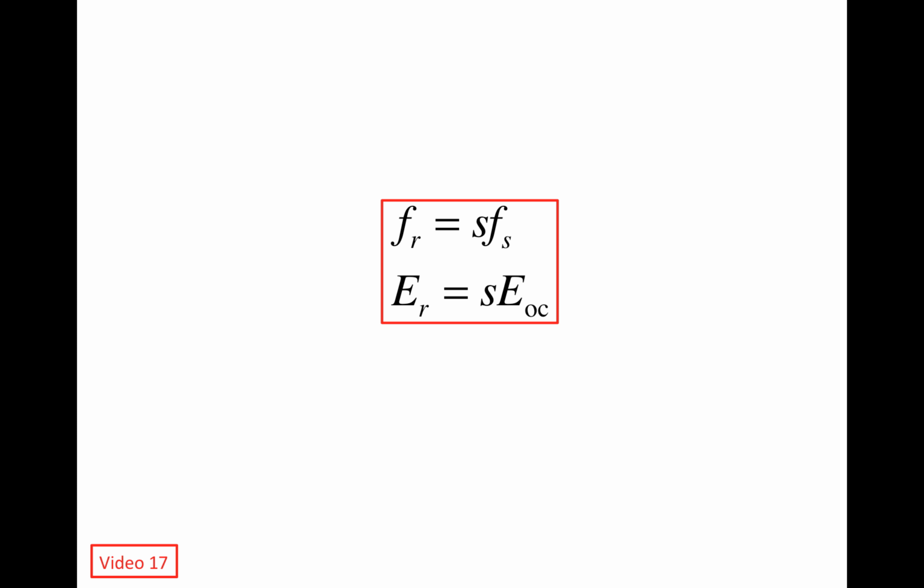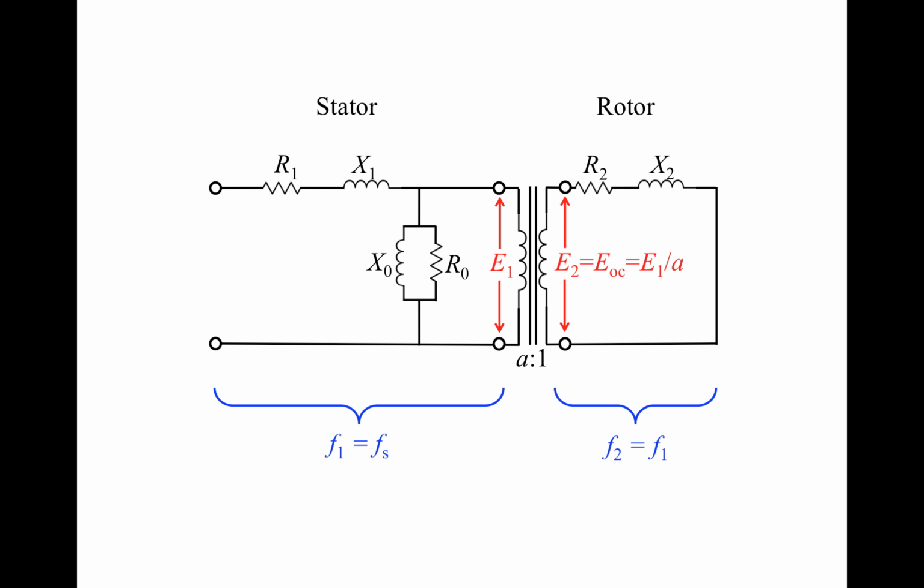So under the standstill condition, the rotor frequency Fr is identical to the stator frequency Fs because S equals 1, right? And then the rotor voltage Er, the induced voltage inside the rotor, is identical to the open circuit voltage. So let's start from the standstill condition. If we look at the equivalent circuit of the induction machine, the voltages and the frequencies in the stator and the rotor can be obtained.